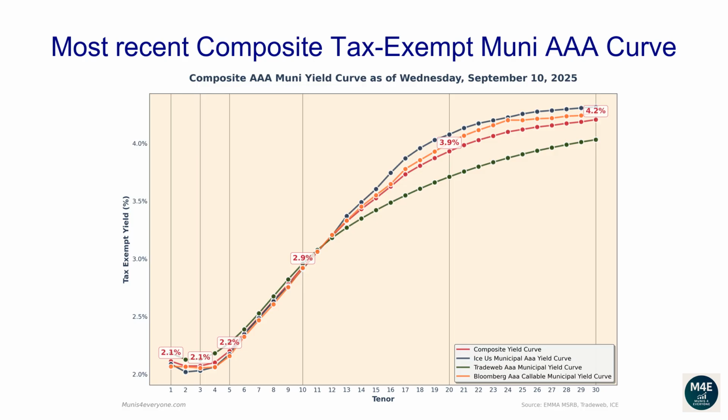The one-year composite tax-exempt yield is 2.11%. The two-year yield is 2.07%. The three-year yield is 2.07%. The 5-year yield is 2.2%. The 10-year yield is 2.93%. The 20-year yield is 3.93%. The 30-year yield is 4.2%.